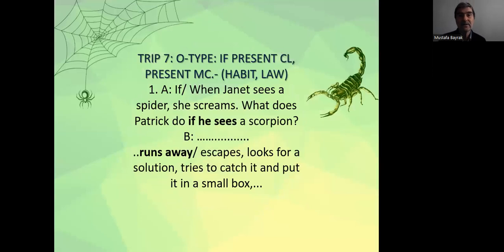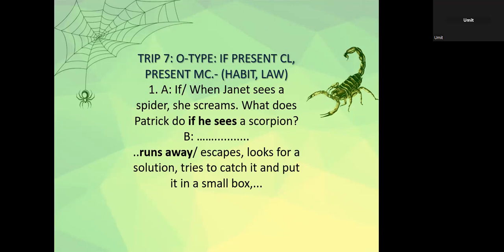Okay, now trip 7. It will be about a short kind of introduction to if clauses. Of course, we will again study them comprehensively, totally, entirely in the advanced level in Harmony 3. Okay, zero type, present: the main clause is present and the if clause is present. If present clause, present main clause, yeah. Okay, this tells us about our habits or the law, the regulations.